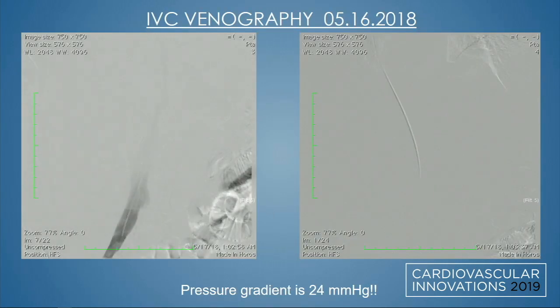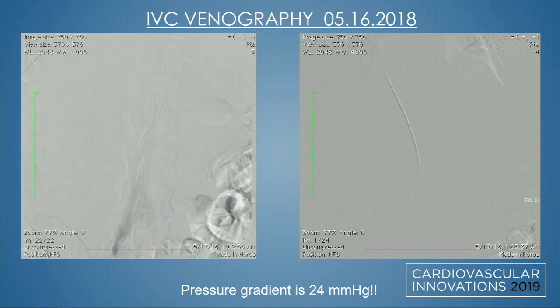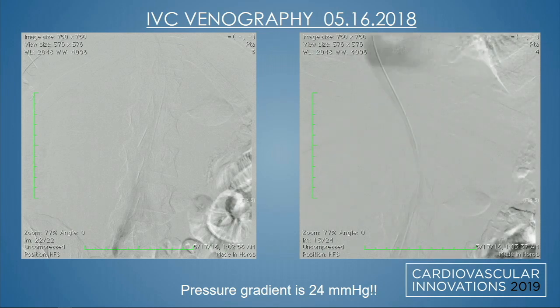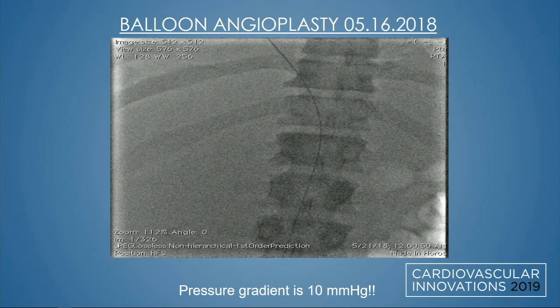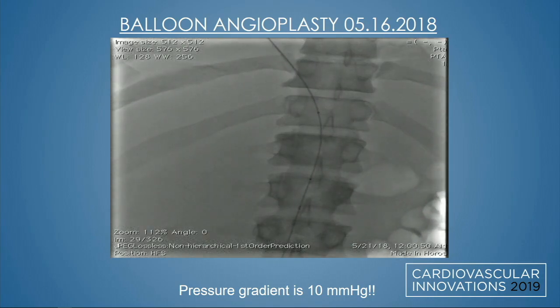So that's the IVC venography. It shows severe compression of the IVC affecting a very long segment. As you can see here, this is a very long segment affected by compression from the massive hepatomegaly and multiple metastatic liver lesions. So we are going to do balloon angioplasty using a 16 millimeter balloon, and then we are measuring the pressure gradient between the right atrium and the right iliac vein.